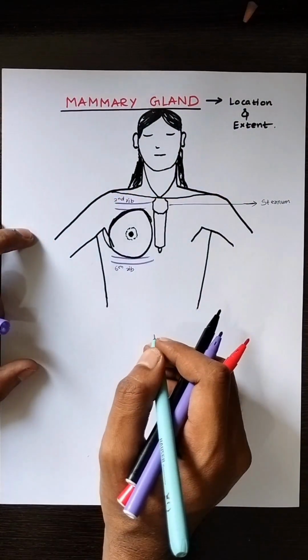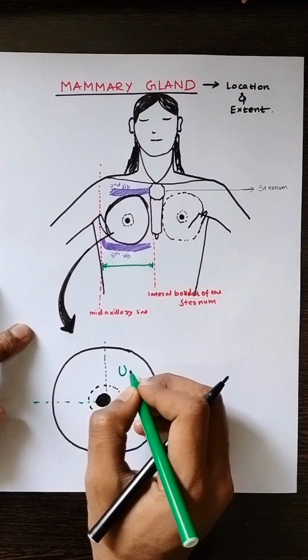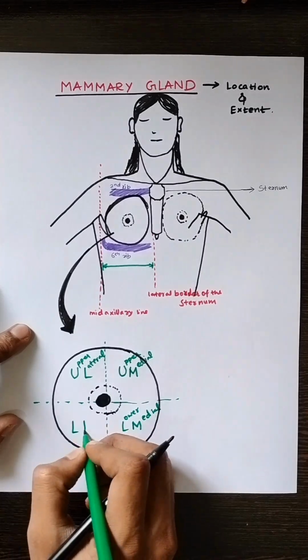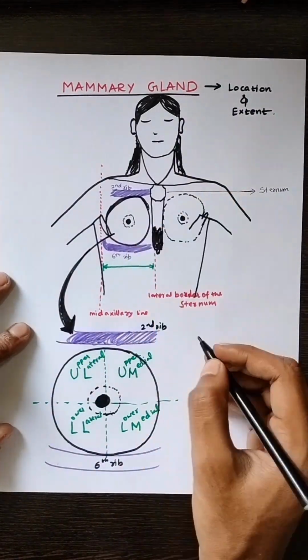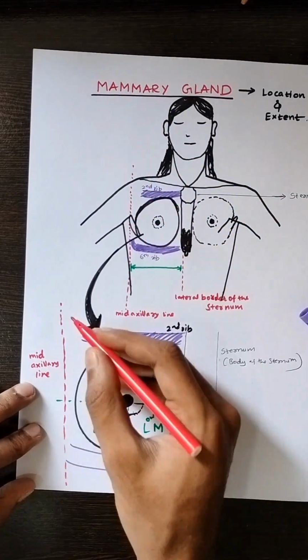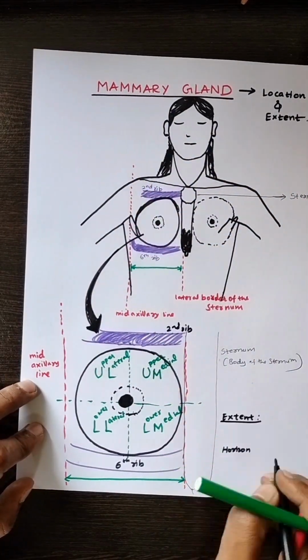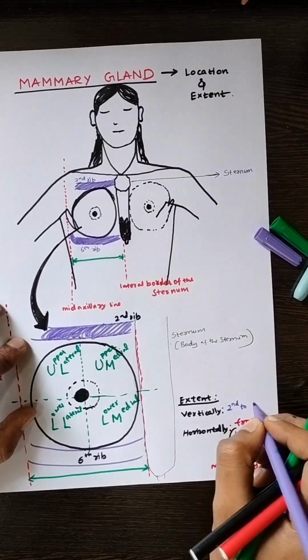It is extended from second to sixth rib vertically, horizontally from the lateral border of the sternum to the mid-axillary line, and the breast is divided into four quadrants: upper medial, upper lateral, lower medial and lower lateral. So the extent here we can write is horizontally from lateral border of the sternum to mid-axillary line, and vertically from second rib to sixth rib.